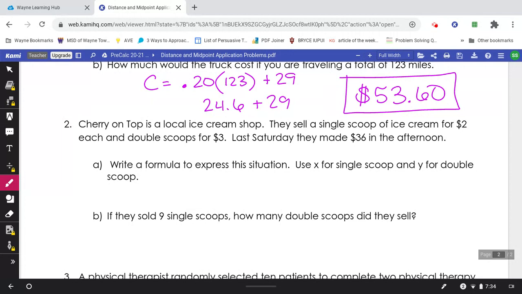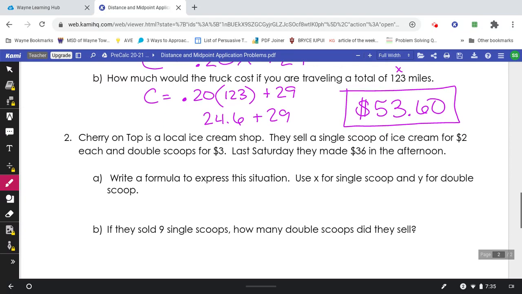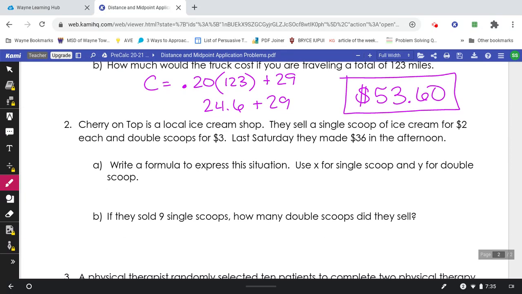So I need to have both my variables in the same equation. As well, I have to have my total in there of my 36. Your equation's not going to quite look like it did up here on part A. It's going to look more like a traditional equation like AX plus BY equals C. So 2X to represent my single scoops, $2 for a single scoop, plus $3 for a double scoop. And then my total would be 36.